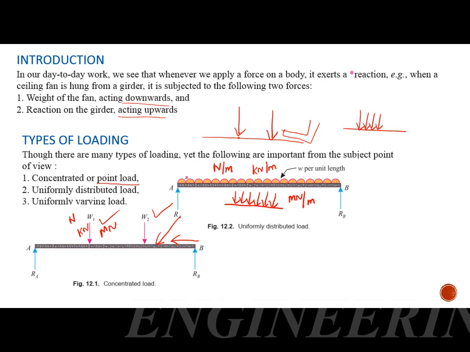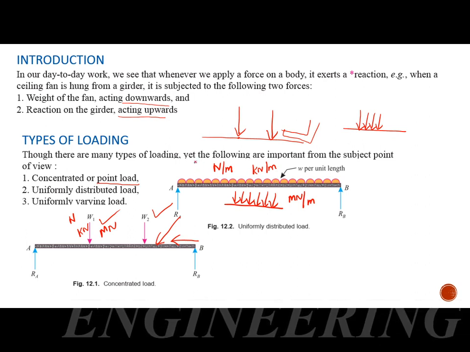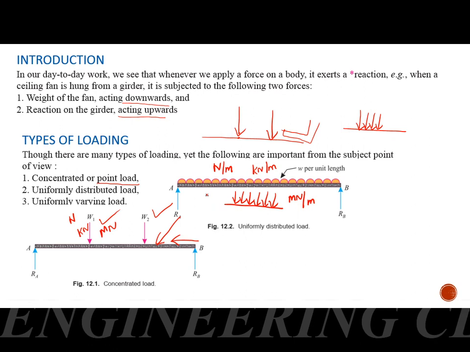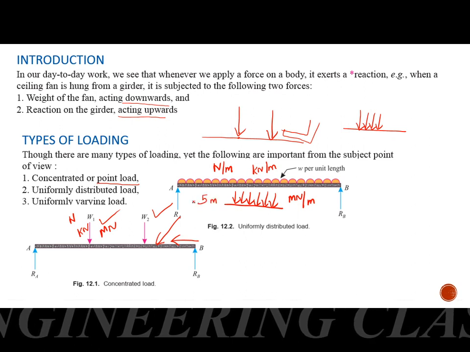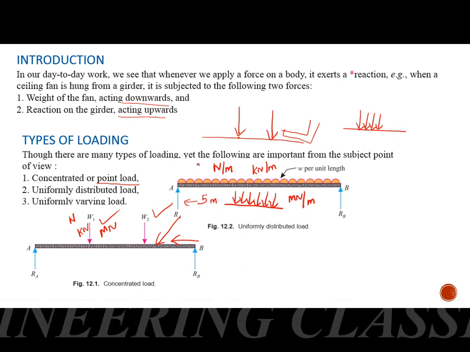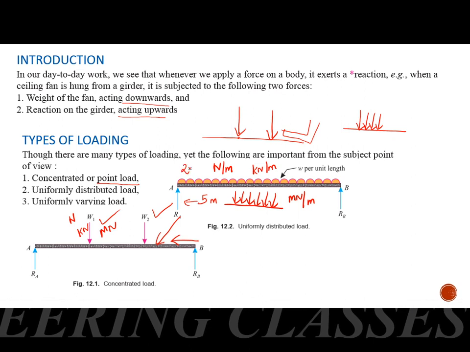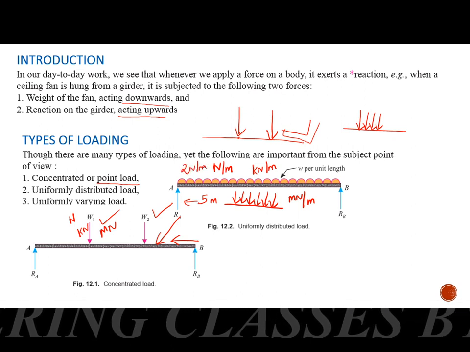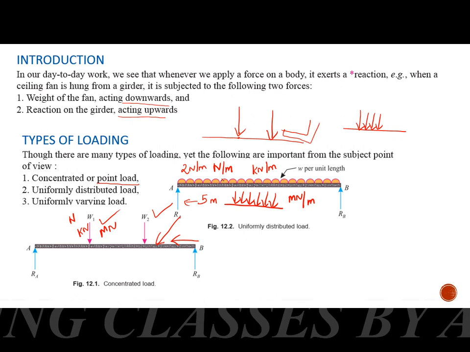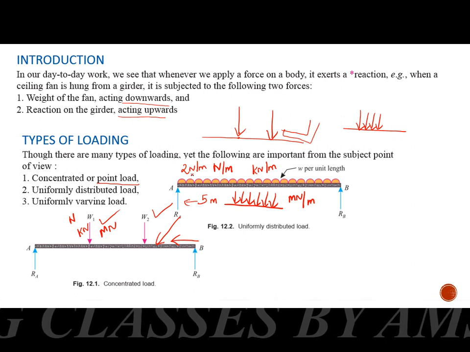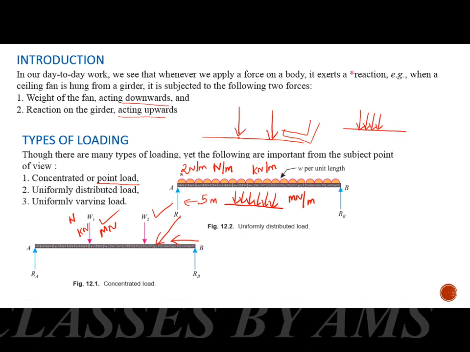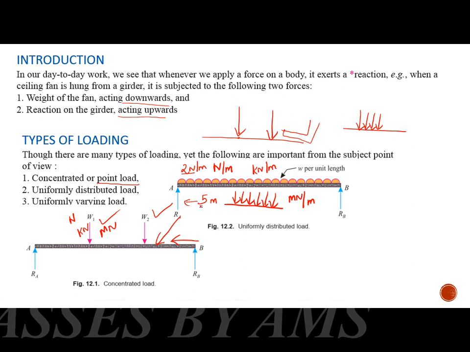Suppose the length of the beam is 5 meter and the load is 2 Newton per meter. So the total load acting on the system can be calculated by multiplying 2 Newton over a length of 5 meter.